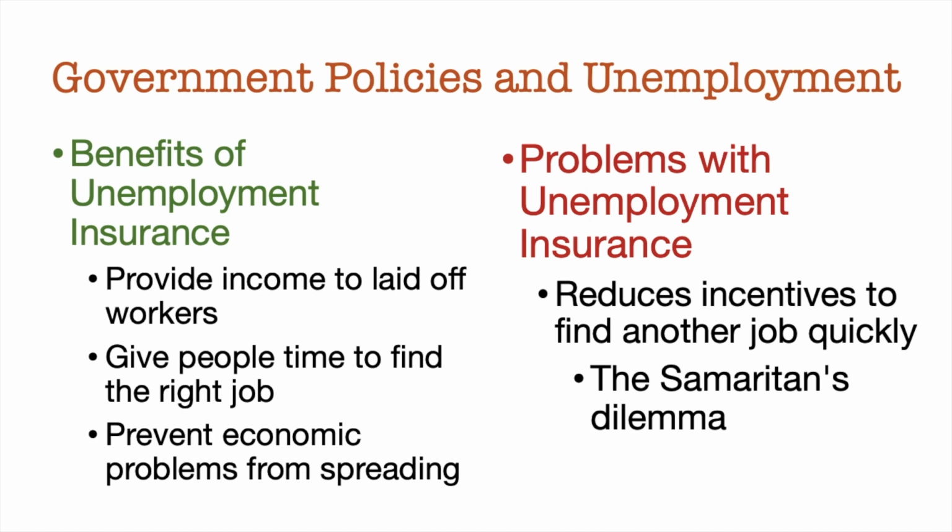Second, it can prevent economic problems from spreading. So if there are issues that are concentrated in one particular industry, it can stop it from spreading to other industries if there's some support. Overall, it can reduce kind of the ripple effect throughout the economy. The downside of unemployment insurance is that it reduces incentives to find another job quickly. So this is sometimes referred to as the Samaritan's Dilemma.